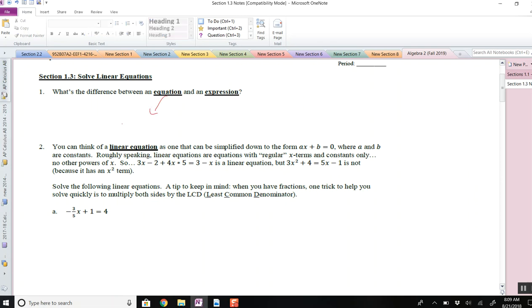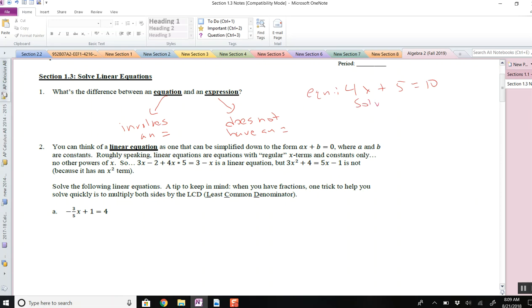So anyway, what's the difference between an equation and an expression? An equation involves an equal sign. An expression does not have an equal sign. It's really that simple. So for example, if I have 4x plus 5 equals 10, that's an equation.